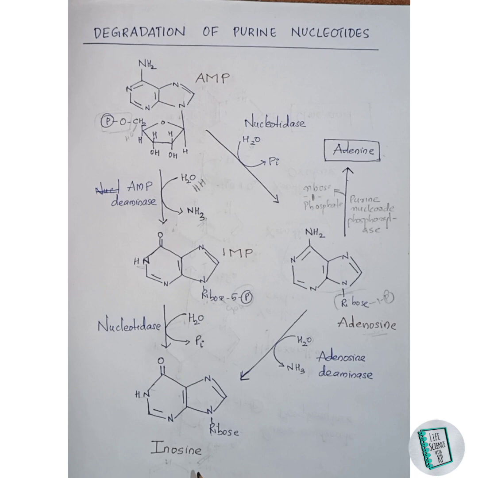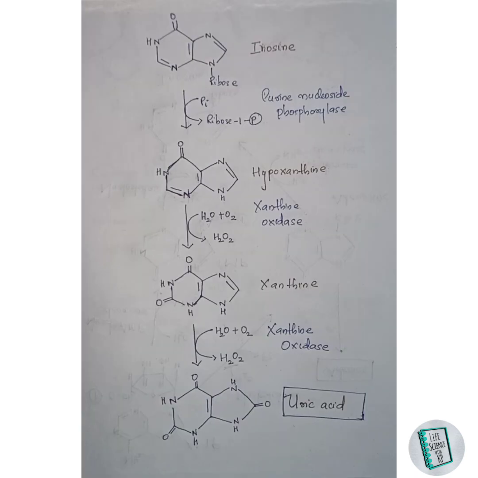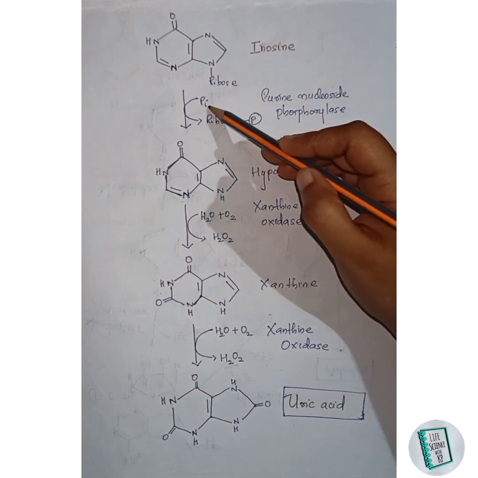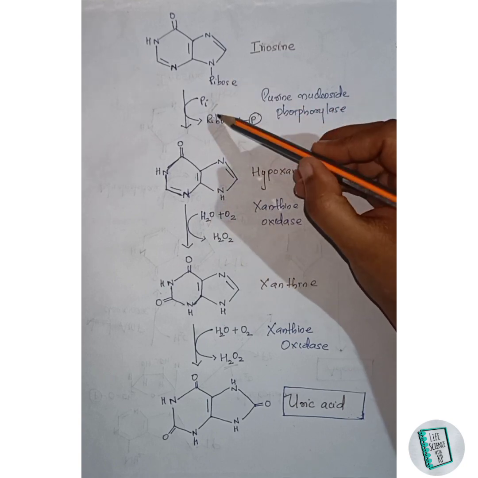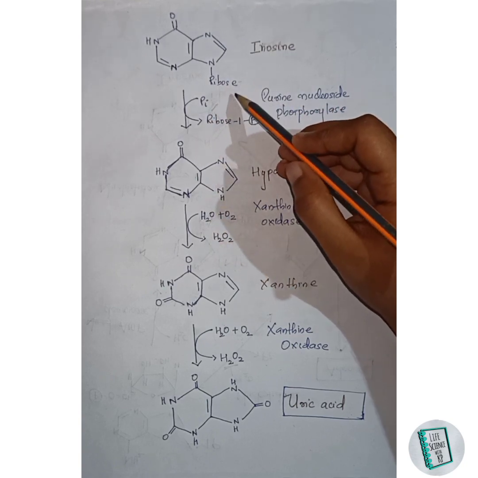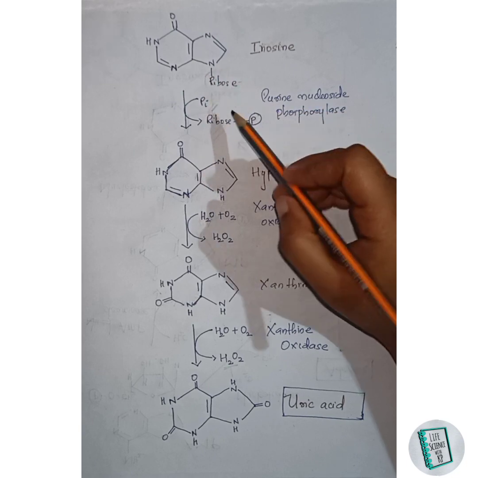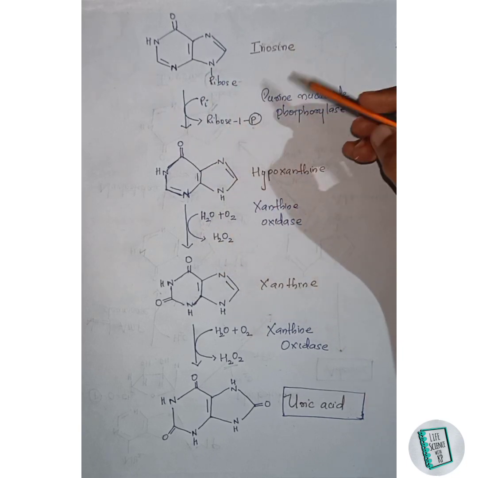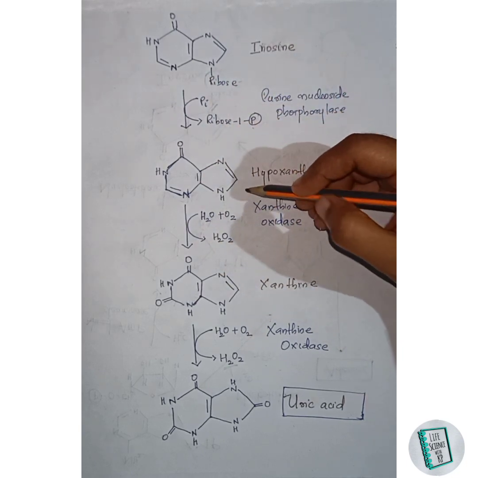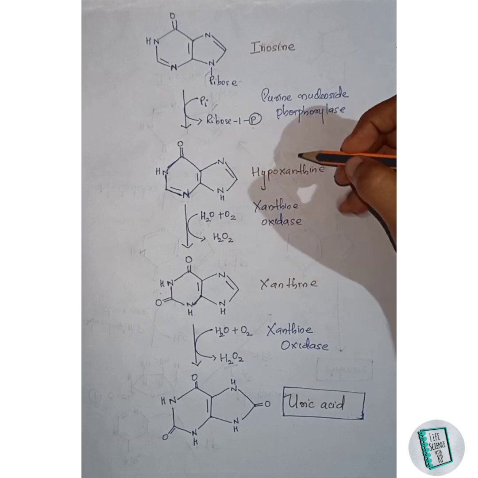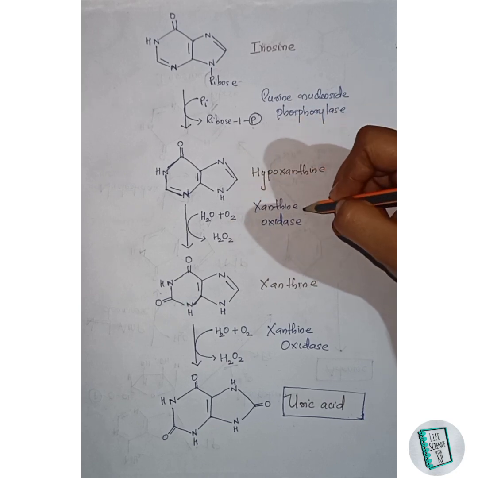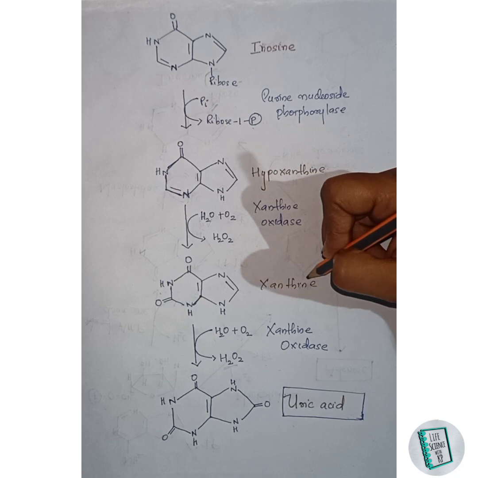Now we will move on to the further degradation of this AMP. Inosine thus formed, in presence of purine nucleoside phosphorylase, forms hypoxanthine. Here a phosphoric acid comes and attaches with this ribose and cleaves this group as ribose 1-phosphate. Thus this hypoxanthine is formed. Then this hypoxanthine in presence of xanthine oxidase forms xanthine.